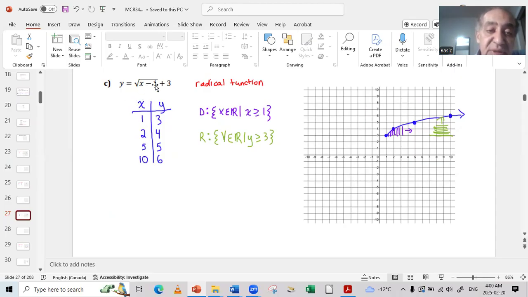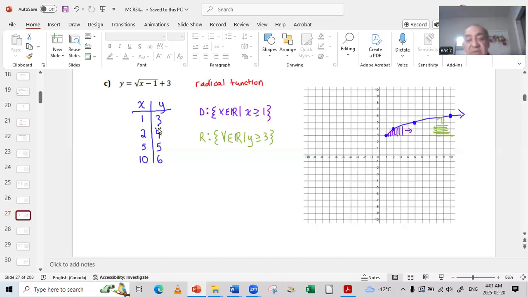So here, 1 minus 1 is 0. The root of 0 is 0. Plus 3 gives me y equals 3, because y equals the square root of x minus 1, plus 3. Here, the same thing. I will assume that x equals 2. As long as x is greater than or equal to 1, that's fine. But don't assume that x is less than 1, because then the value under the root will be negative, and this is impossible. There is no solution here. Then here, 2 minus 1 is 1. The root of 1 is 1. 1 plus 3 gives me 4.